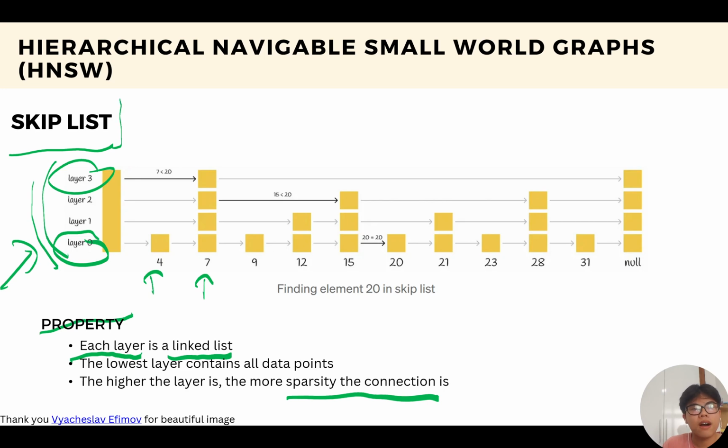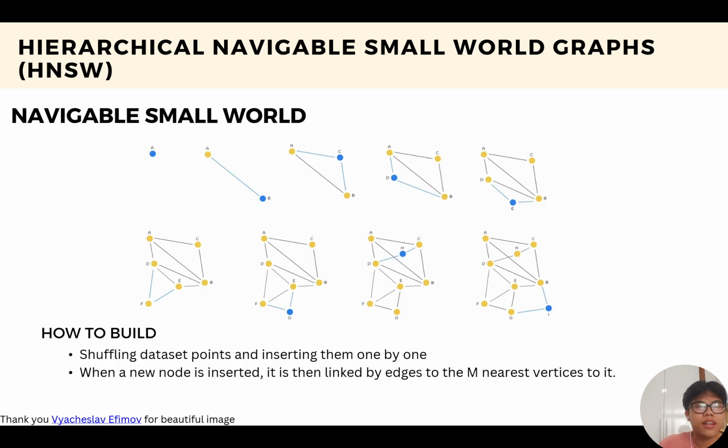Okay. Skip lists alone perform search very poorly, as you said, but compared to navigable small world, it's much better. So let me explain this navigable small world. Basically it's a graph. Each node represents a vector.